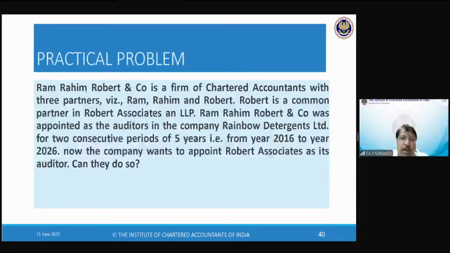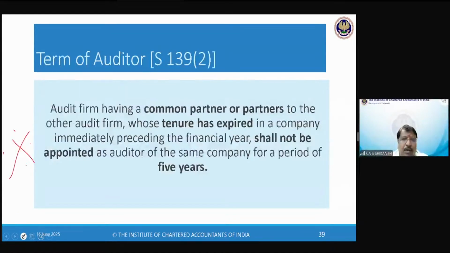So here, Mr. Robert is a common partner. Therefore, Robert Associates cannot be appointed. You got it? There is a common partner, so you cannot.